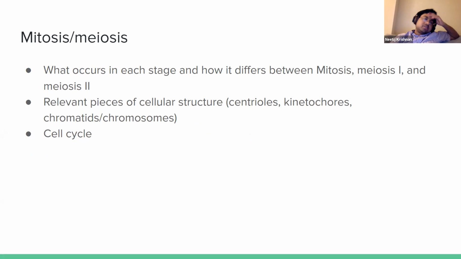Mitosis and meiosis, what happens in each stage, how it's different between mitosis, meiosis 1 and meiosis 2, knowing the relevant cellular structures, centrioles, kinetochores, chromatids versus chromosomes, and the cell cycle overall.